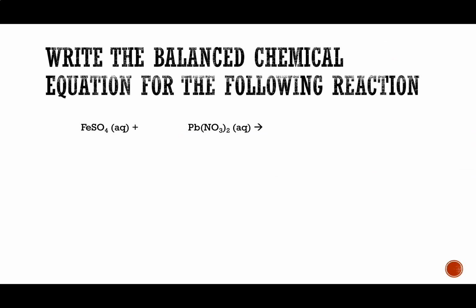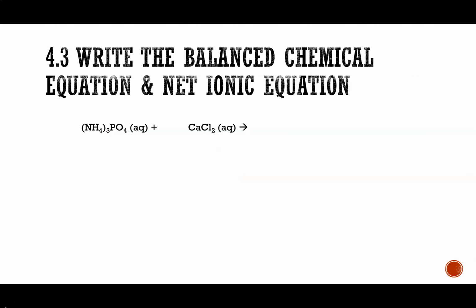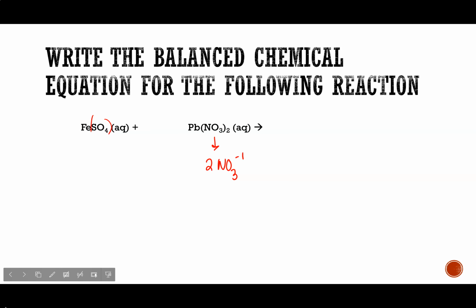So first thing I'm going to do is break them down and try to determine what our charges are. Now here, I have 2 nitrates. Each one is -1, which means that the total charge is going to be a -2. And then that makes the lead a +2 as a result. So I'm going to get Pb2+ as the other species in this particular compound.